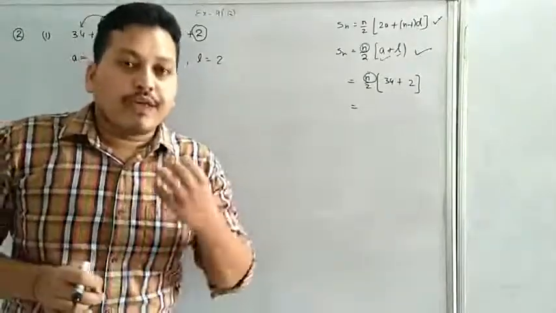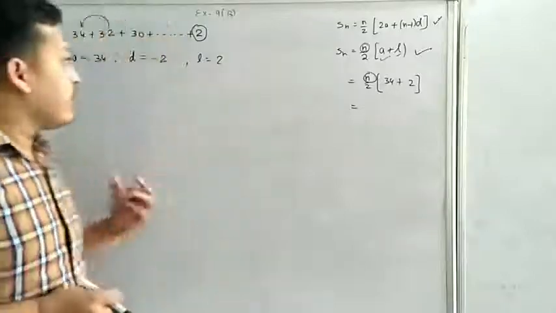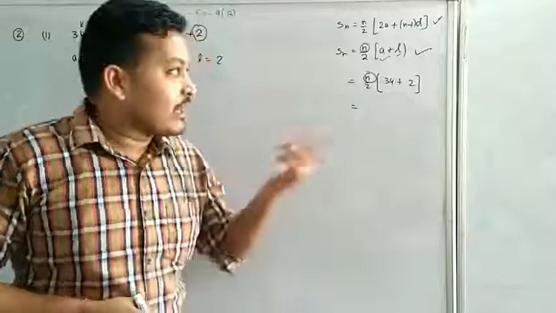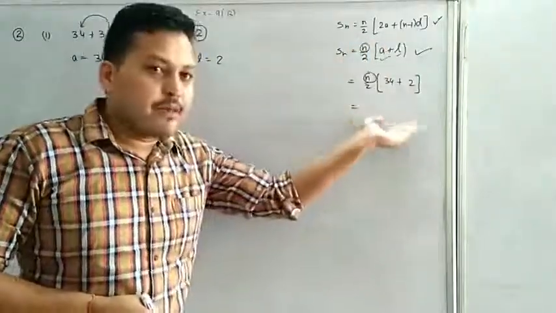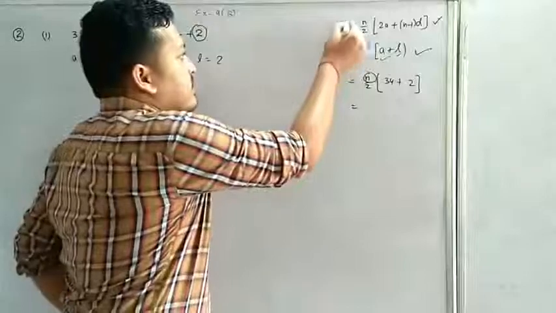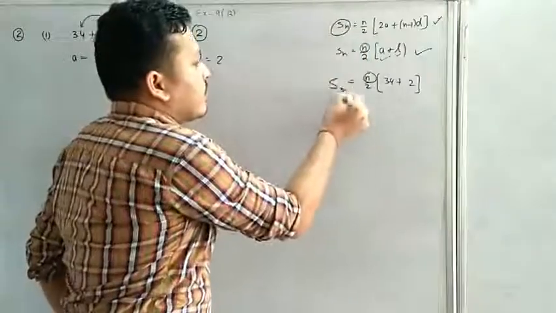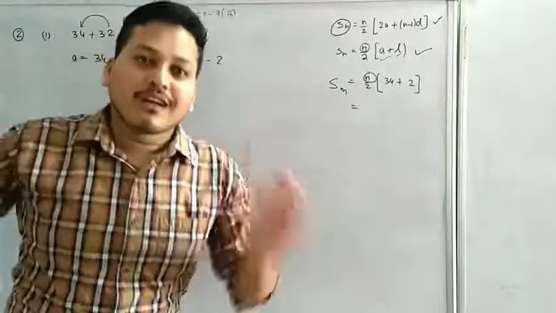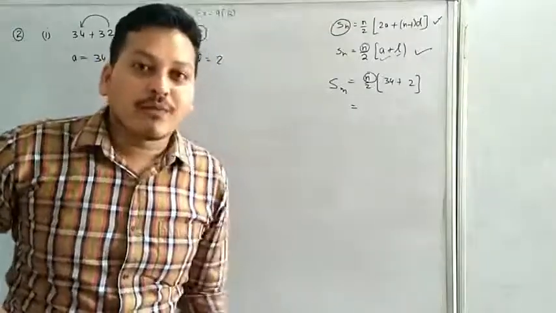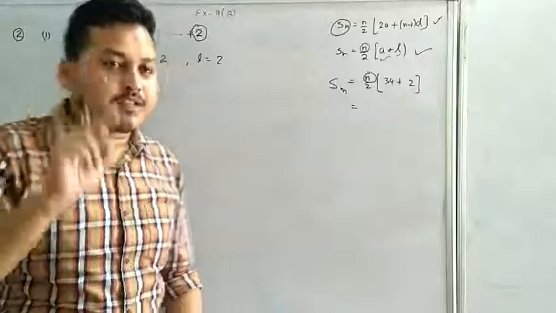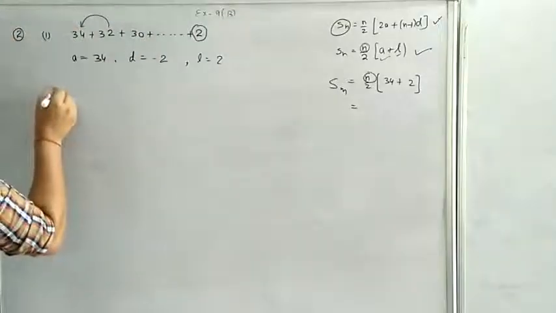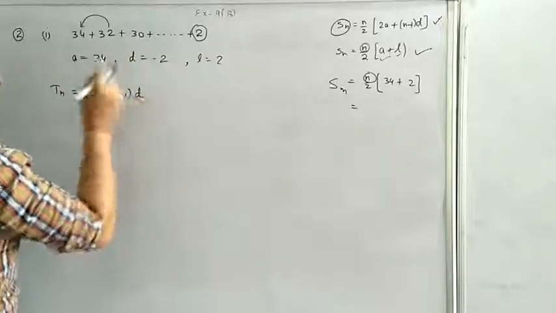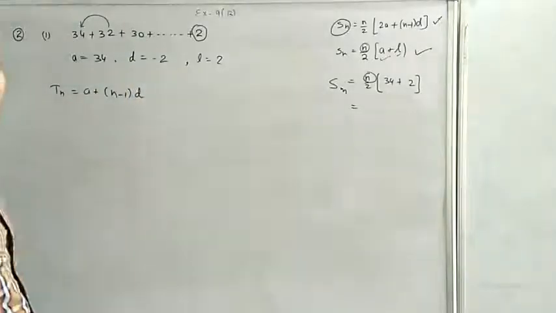So first of all, we need the value of n. How can we calculate it? We could apply this formula, but Sn is not given here, so we cannot calculate the value of n. So again we have to go through the nth term of the AP. Remember this thing. We can apply the formula of Tn: Tn is equal to a plus n minus 1 into d. With the help of this formula we can calculate n.